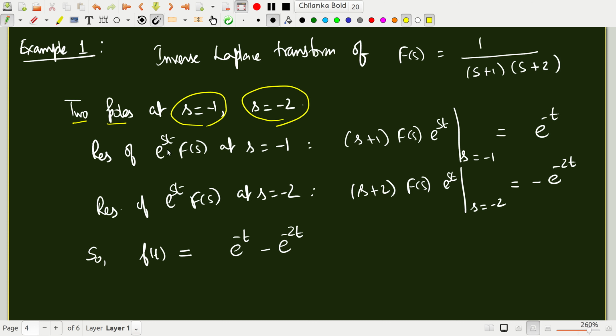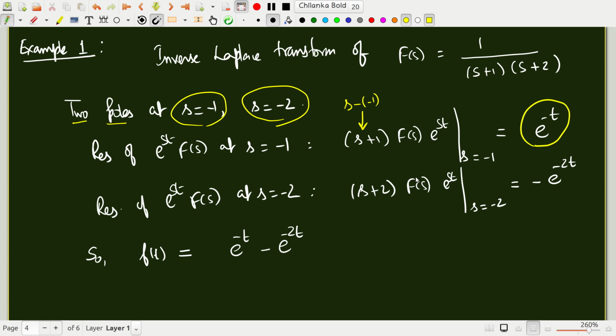What is the residue of e to the st times f of s at s is equal to minus 1? You have to multiply this function by s minus minus 1, which is s plus 1, times f of s times e to the st, evaluated at s is equal to minus 1. The s plus 1 will cancel out. If we put s is equal to minus 1, this will give you a factor of 1. If I put s equal to minus 1 here, I get a factor of minus t, so I'll get e to the minus t.